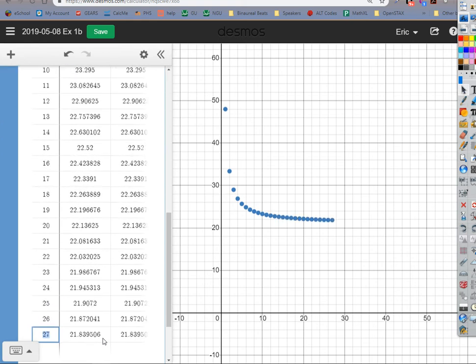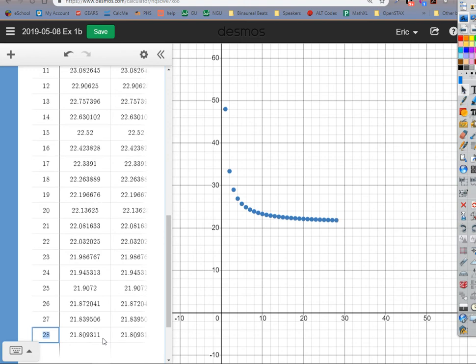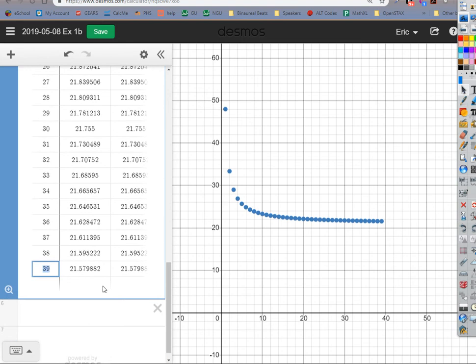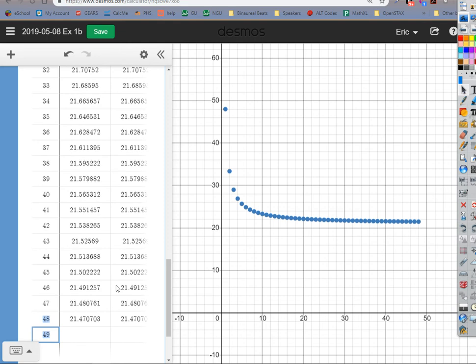Look, each time I add another rectangle, I'm getting incrementally closer to my answer. Well, what do you think my answer is going to be? Well, I got it down to 21.57. And if I were to keep going for a long time, I could maybe get it a lot closer.